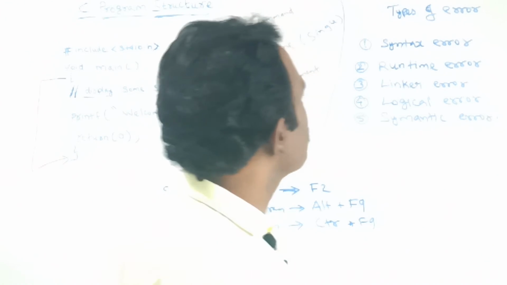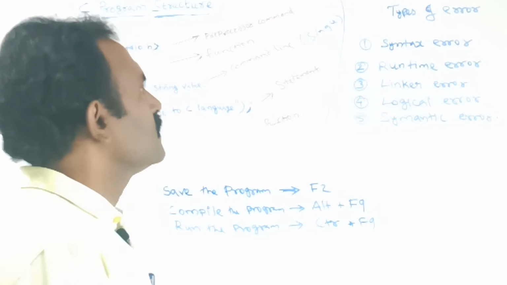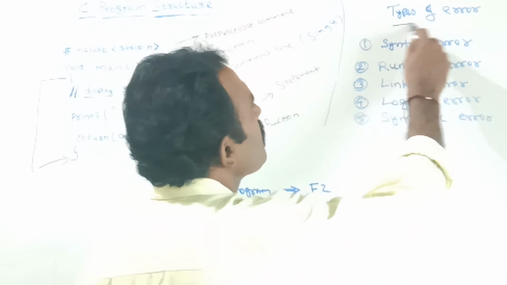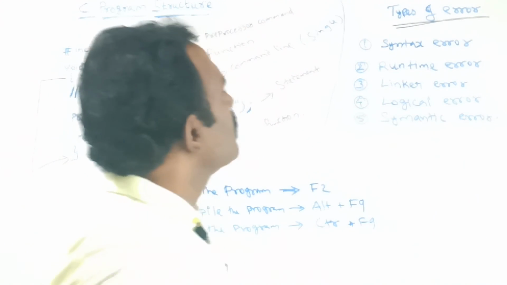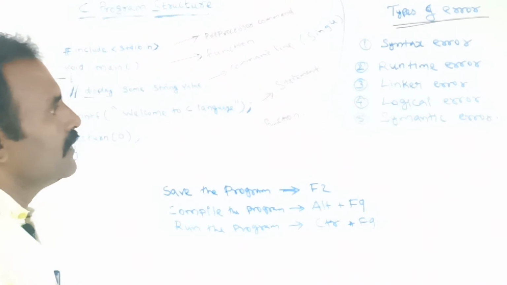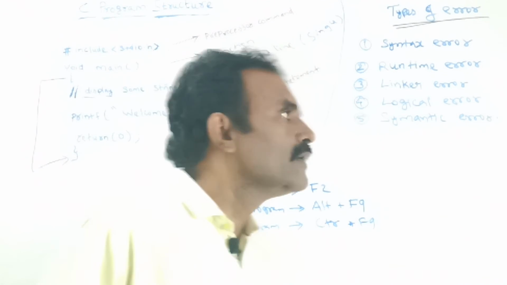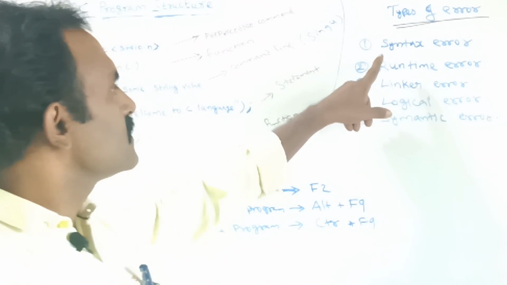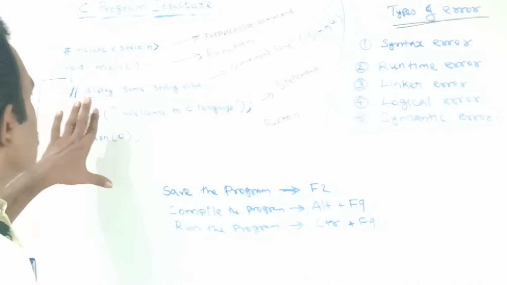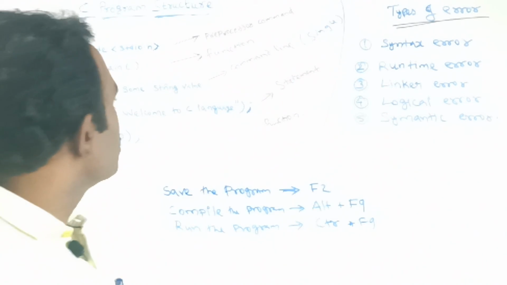These are the types of error. First one, syntax error, logical error, runtime error, linker error, semantic error. These are the most common errors. First, syntax error.